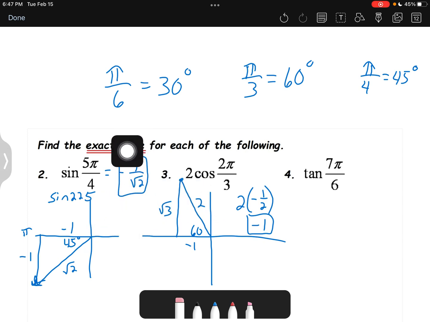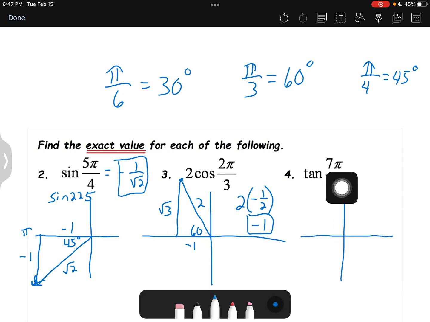Now this one, we've got 5 pi over 4. Pi over 4 is 45. You've got 5 of them. So 5 times 45 gives you 225. That's why it's here in this third quadrant. Okay. So when we draw this one out, 7 pi over 6, that's 210 degrees, 7 times your 30-degree reference angle. So that's 210. It's going to be like here.